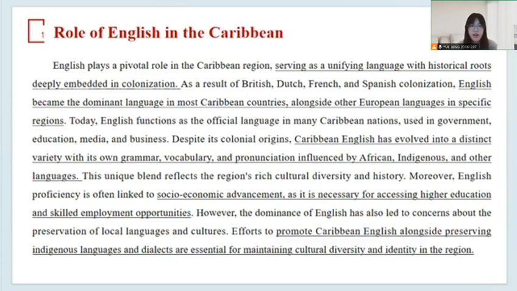Today, English functions as the official language in many Caribbean nations, used in government, education, media, and business.